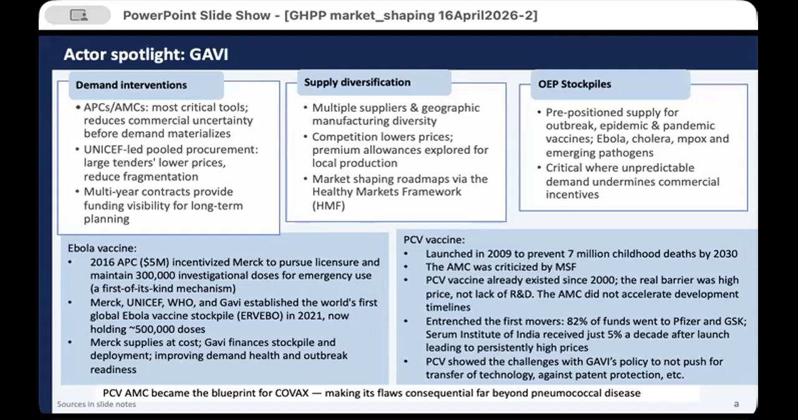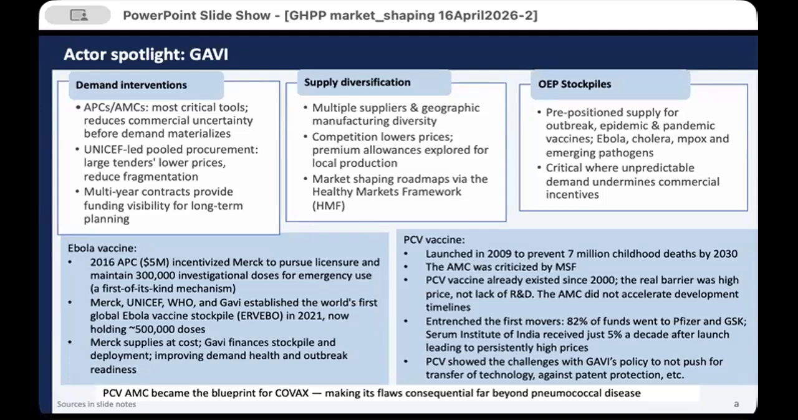On PCV, the tale is a little more cautionary. Launched in 2009 with the goal of preventing 7 million childhood deaths by 2030, the PCV AMC was criticized by the likes of MSF very early on. And the criticism has held up. The vaccine had existed since 2000. The barrier was not the product being absent from the market, but the price. The AMC did not accelerate the development timelines.